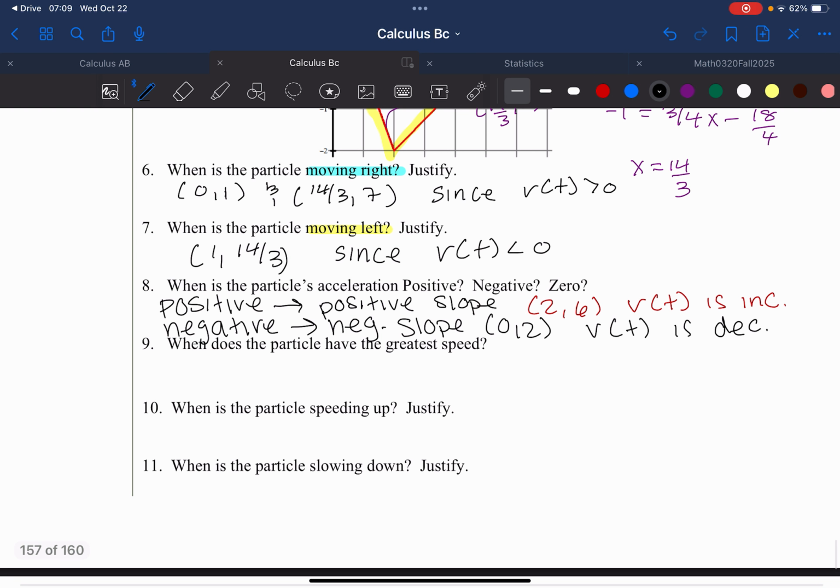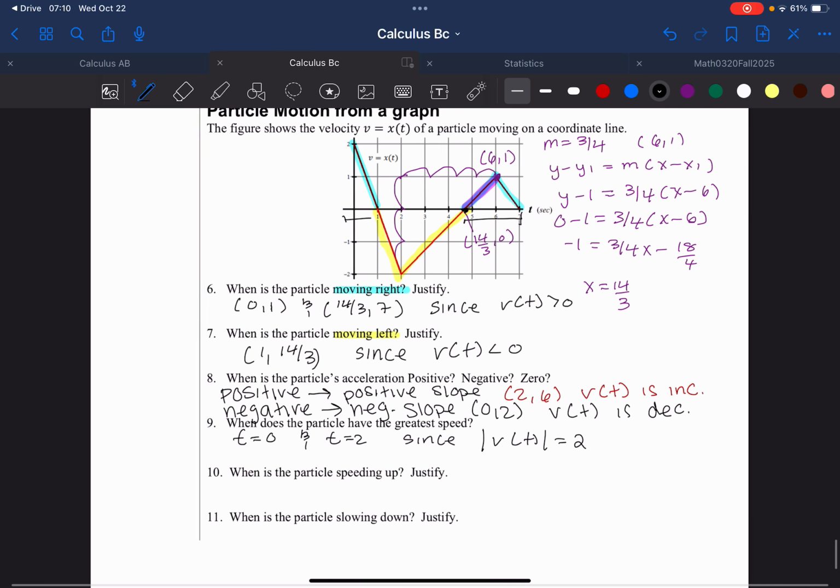Okay, number 9 says, when does the particle have the greatest speed? So it has the greatest speed at t is equal to 0 and t is equal to 2. And that is since the speed, absolute value of v of t, is equal to 2. Okay, so at t is equal to 0, that is right here, and then t is equal to 2, where v is negative 2. Okay, notice that those are the highest and lowest values on that graph.